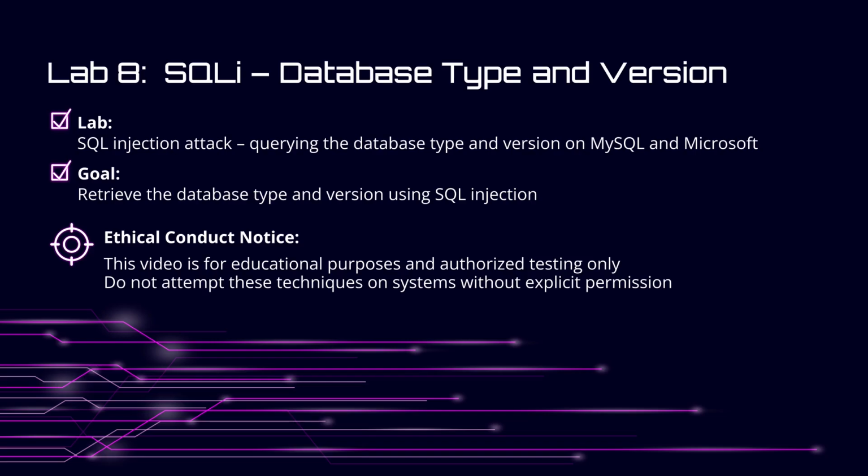In this lab, we'll use a union-based SQL injection technique to extract the database version string, which also reveals the database type. Before we begin, a quick reminder about ethical responsibility. This content is provided strictly for educational purposes and for use in authorized security testing environments only. Never attempt to apply these techniques to systems without explicit permission.